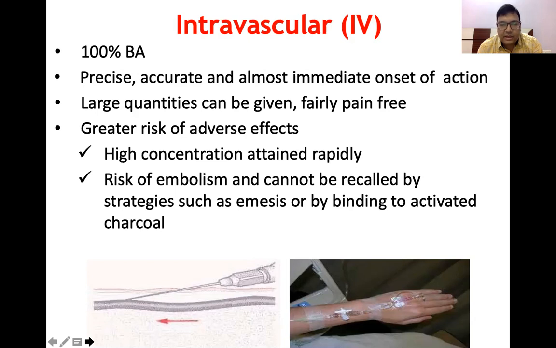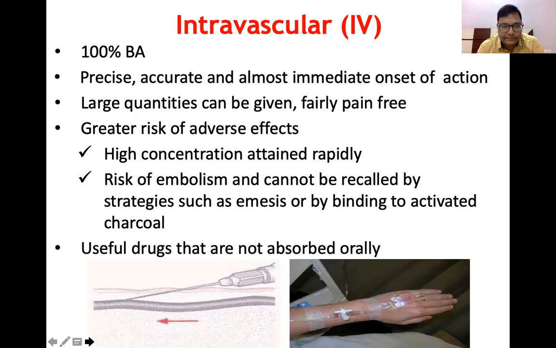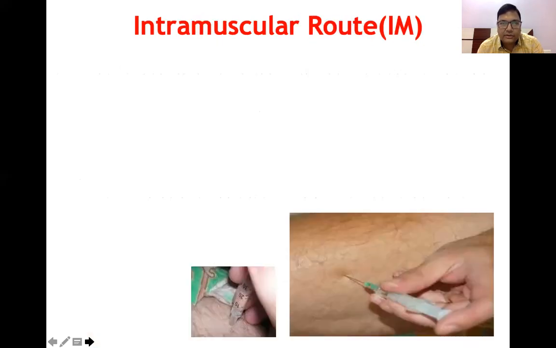activated charcoal. With the oral route, we can induce emesis or we can use activated charcoal to decrease the absorption of the drug if we have a certain adverse drug reaction. But with the intravenous route, we do not have this advantage. And these are useful for drugs that are not absorbed orally. For bitter drugs, we can use the intravascular route.